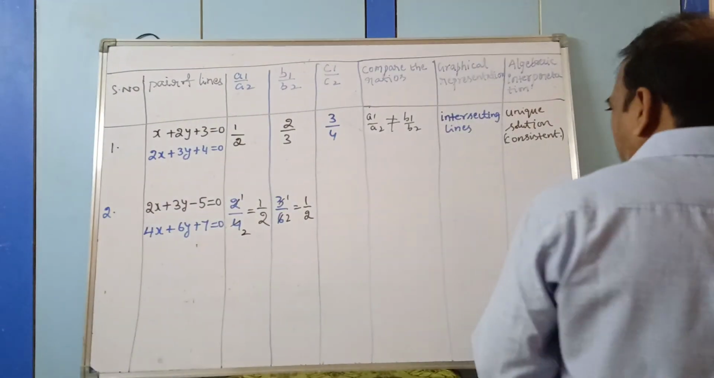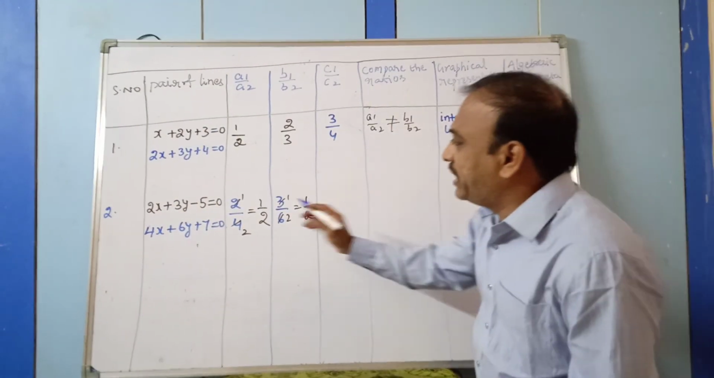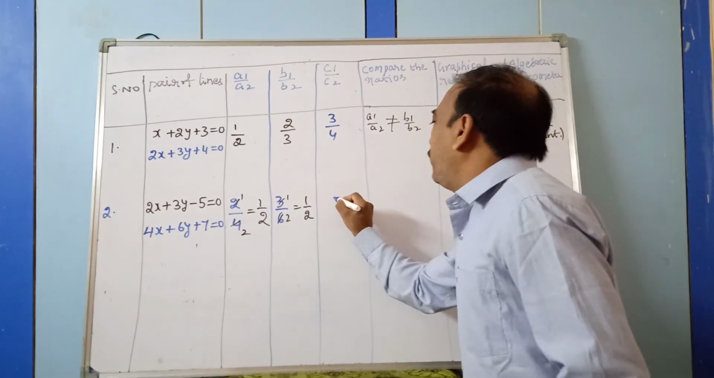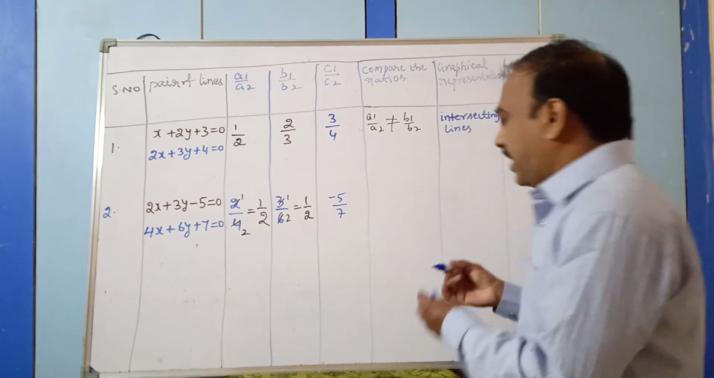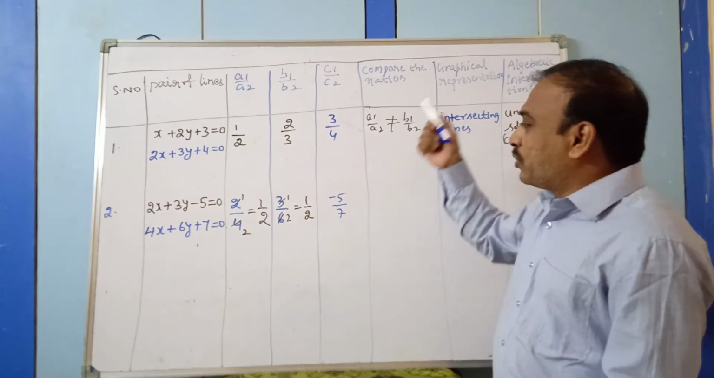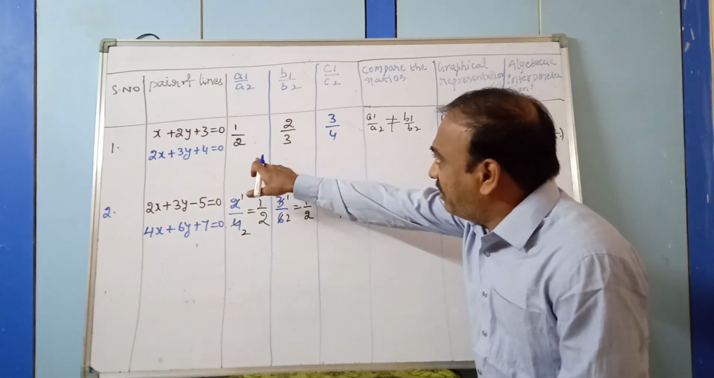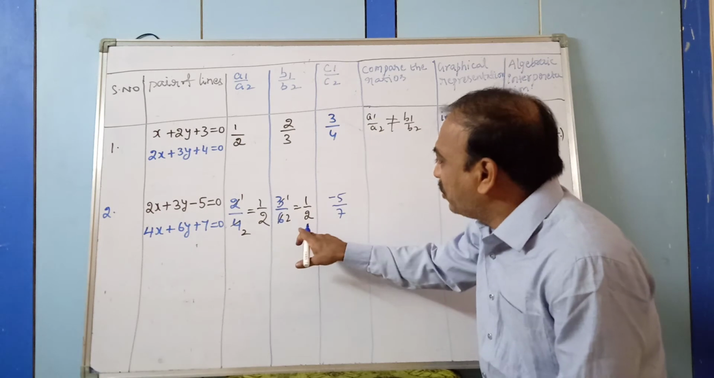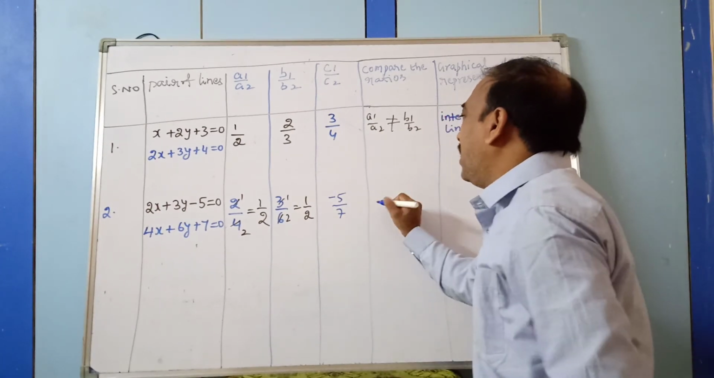Now C1 by C2, you take the ratio C1 by C2. What is C1 by C2? Here minus 5 by 7. Now you compare the ratios of these: A1 by A2 and B1 by B2 and C1 by C2. First two you check it, A1 by A2 and B1 by B2. 1 by 2, 1 by 2. Equal. But C1 by C2 is not equal.